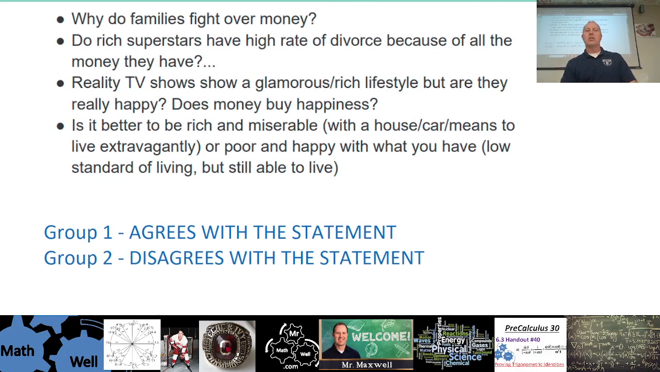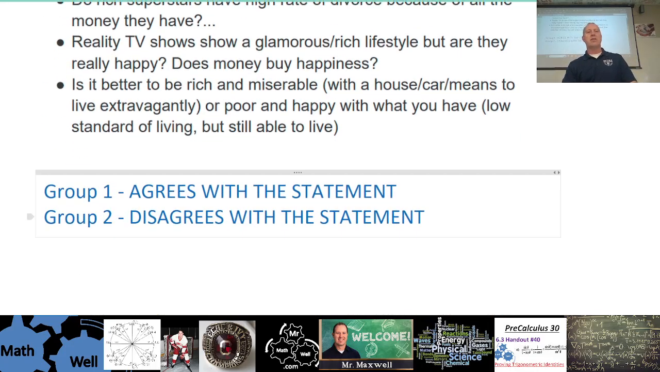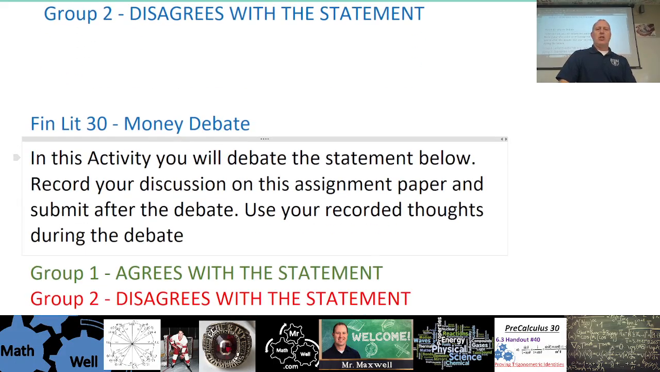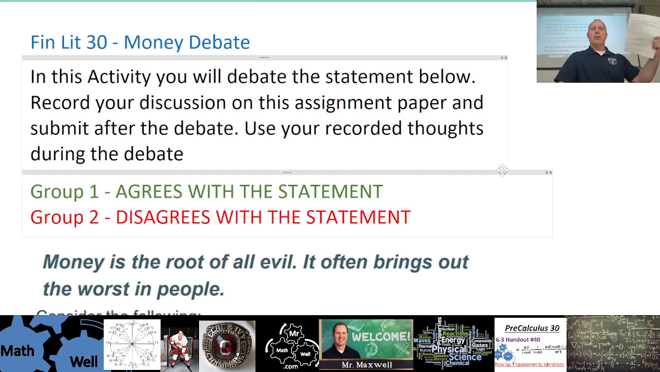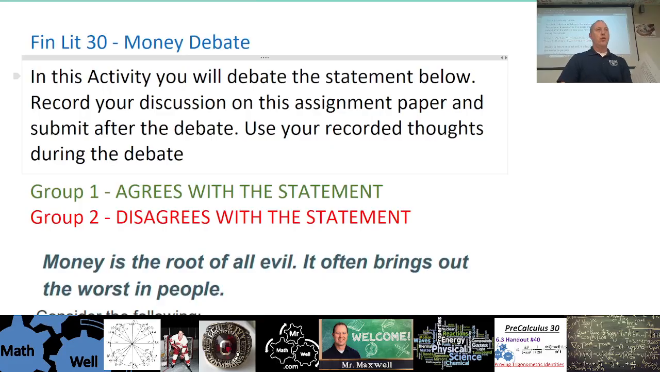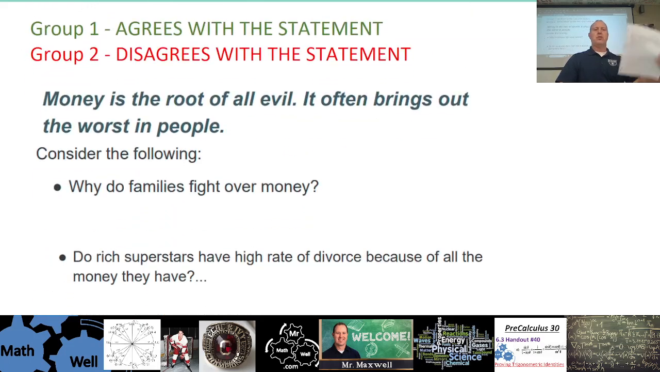The other group is going to say, no, I totally disagree with the statement. Money has nothing to do with evil and people's poor decisions. You're going to generate some ideas on how you might disagree with that. This is what's on your paper. You're going to debate the statement below. I want you to record your discussion with your group, and I'm going to give you the next 15 minutes in class to do that. Record the discussion with your group on this paper.